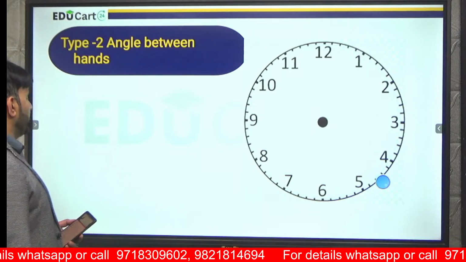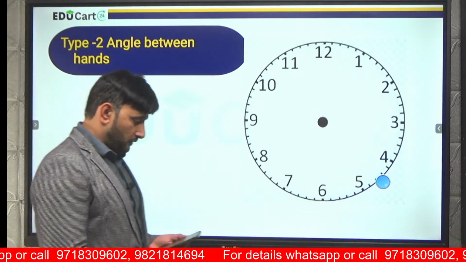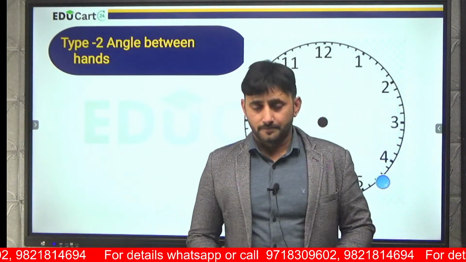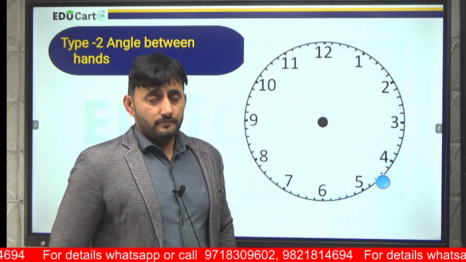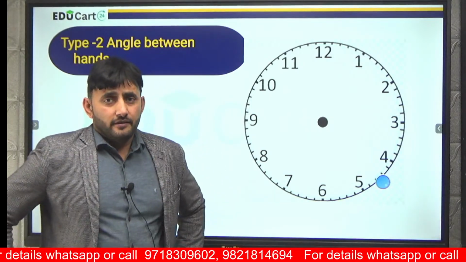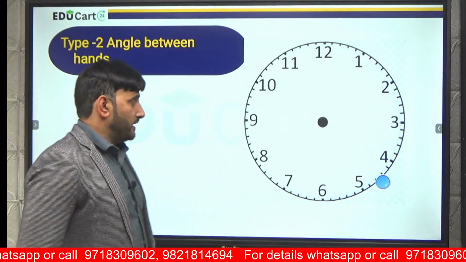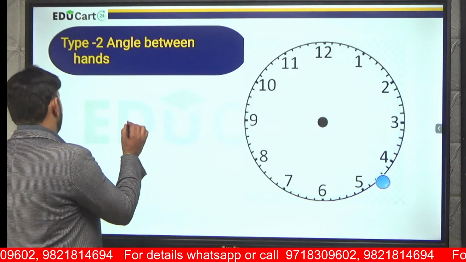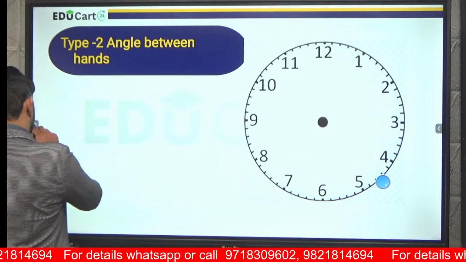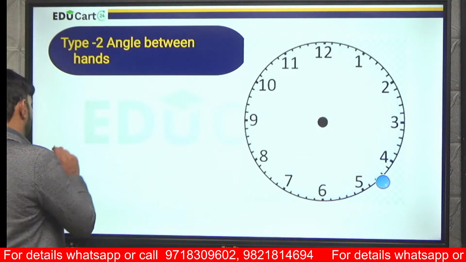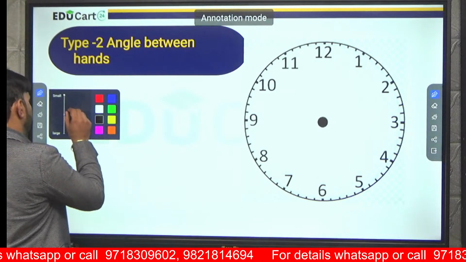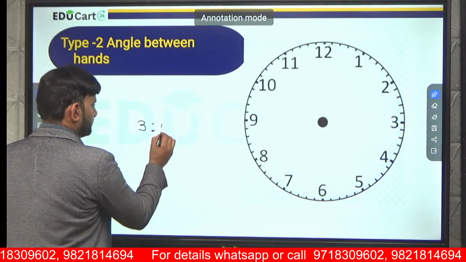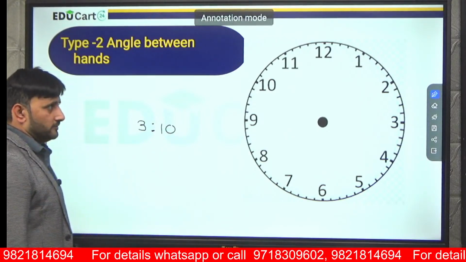We have to find the angle between the hands of a clock. So first of all, let me give you a question and then I will discuss the concept here. Write down: what is the angle between the minute and the hour hand of a clock at 3:10? Find the angle.